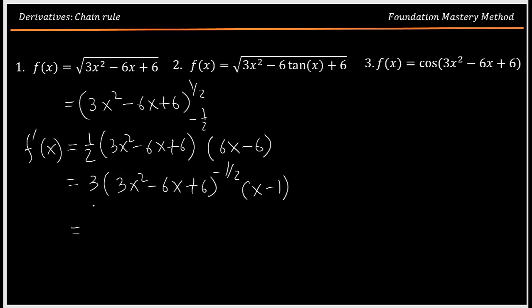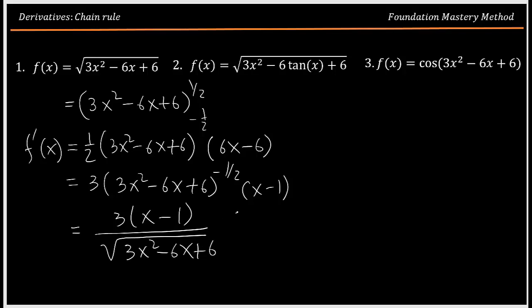Further, if we write more simplified version of this, it will look like 3 of x minus 1 over square root of 3x squared minus 6x plus 6. We are done on this. Now we'll go to the second example.